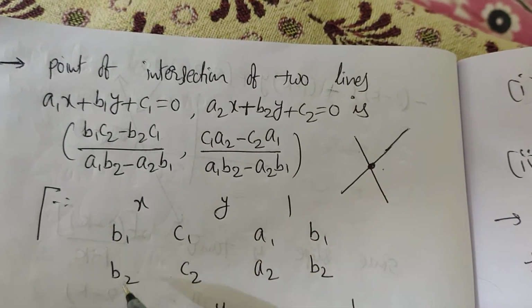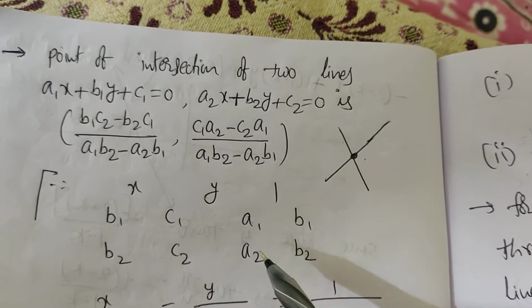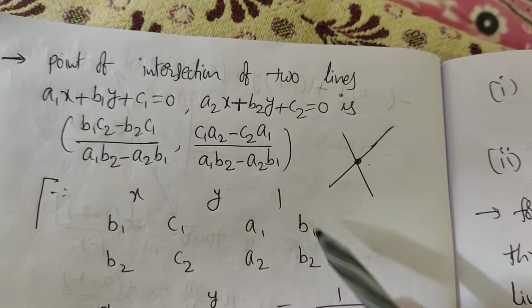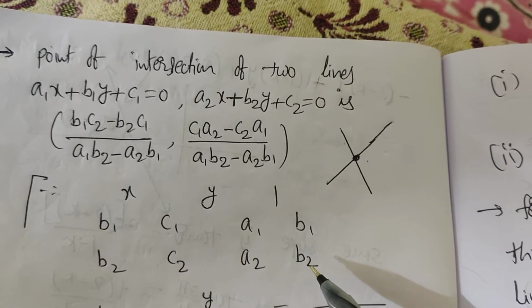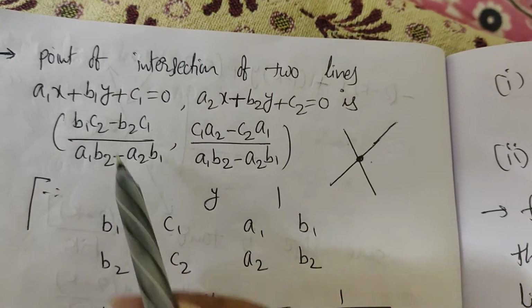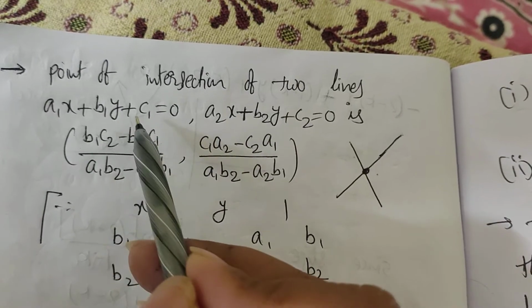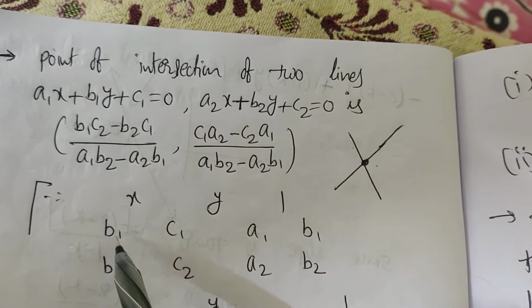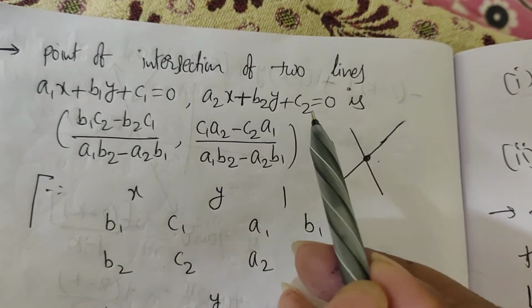Here we should write the coefficients of y, constants, coefficient of x, and coefficient of y. Again, we have to start with and end with the y coefficients. See here, the coefficient of x, y and constant are a1, b1, c1 for the first equation. So you have to write here b1, c1, a1, b1. Again b2, c2, a2, b2.